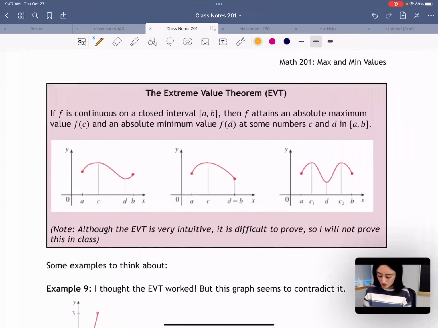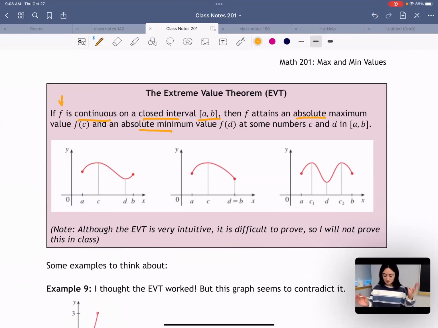I know this looks like a bunch of words being thrown on this page, but let's just say we have f, and it's a continuous function on a closed interval. Continuous means it doesn't have any gaps or holes in it, and a closed interval means the endpoints are solid. If that's true, then f has to attain an absolute maximum and an absolute minimum at some two numbers in [a, b]. That's all this theorem says.